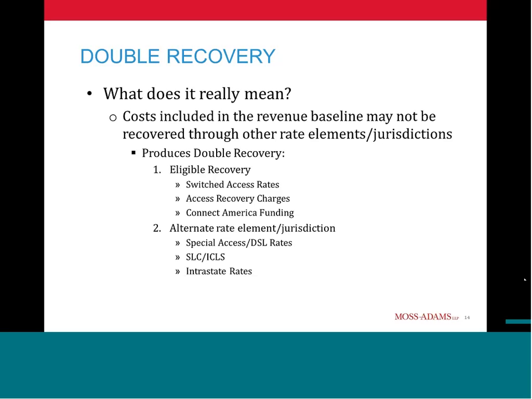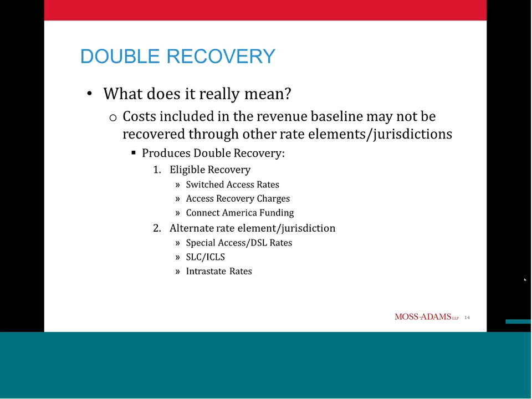So your eligible recovery or your revenue baseline that was set back in 2012 included switched access rates, it included your access recovery charges, and it included Connect America funding. So it was all of those components that would make up your cost recovery for your frozen revenue baseline. So if your switched access rates and your access recovery charges don't recover the total, then the Connect America funding will make up for the difference. And so as a result of that, any costs that were included in that 2011-2012 revenue baseline will be fully recovered, less 5% a year.